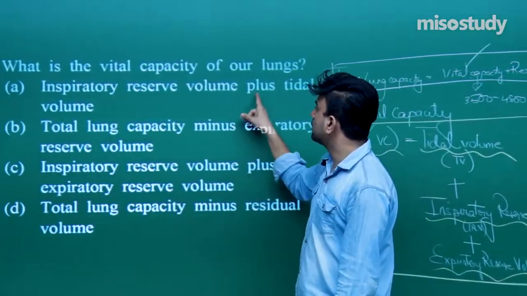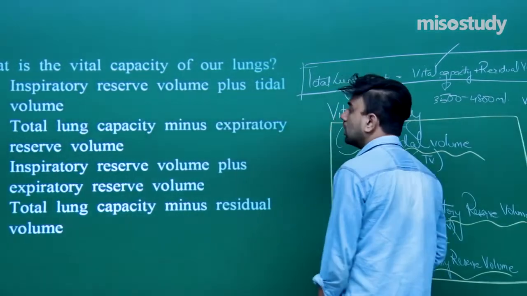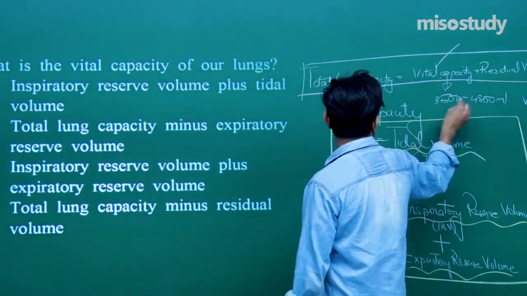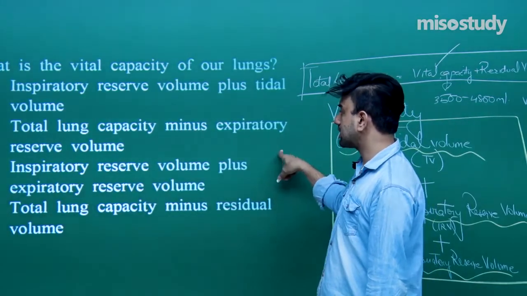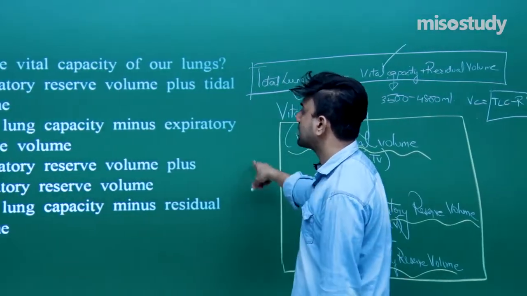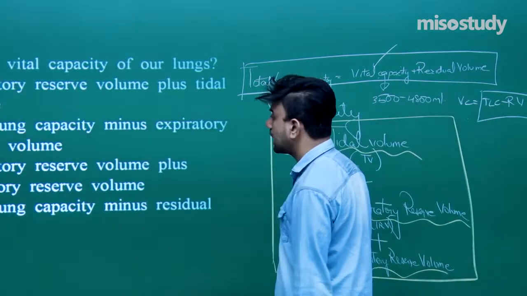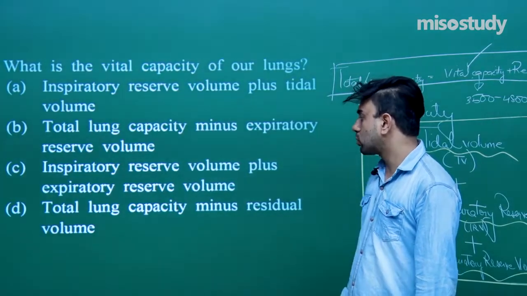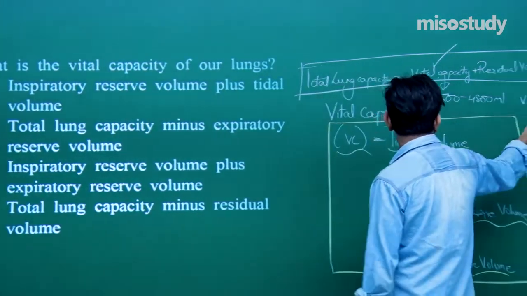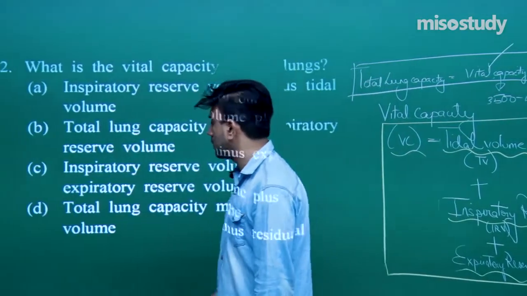So inspiratory reserve volume plus tidal volume, no. Total lung capacity minus the expiratory reserve volume, that also will not be there. Inspiratory reserve volume plus expiratory reserve volume, no. The last one, total lung capacity minus the residual volume, would be the answer for this one.